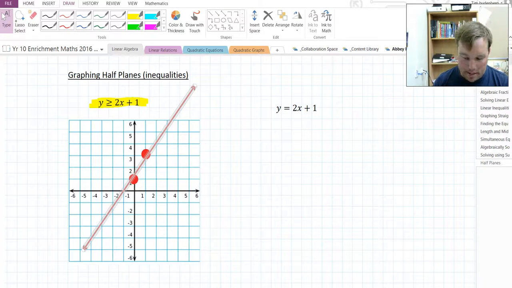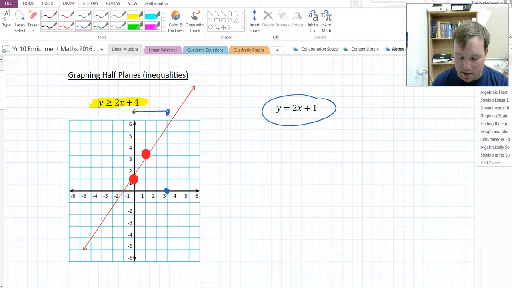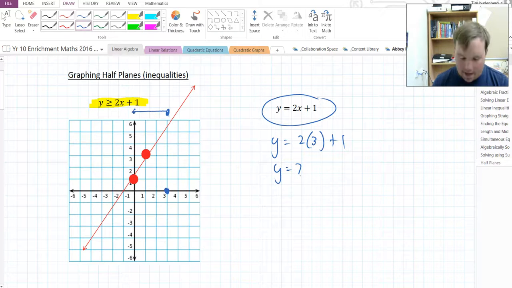But what that really means is that for any given x value, that returns a y value that makes this equation true. Say, for example, if I put in x equals 3, up here should be, if I've drawn the line properly, y equals 7. Clearly the line's not right, because y is equal to 2 lots of 3 plus 1, y is equal to 7. And I can pick any x value here, and that will correspond with a single y value.